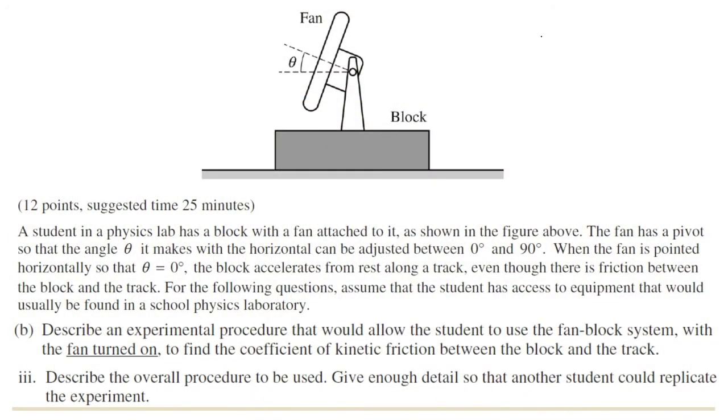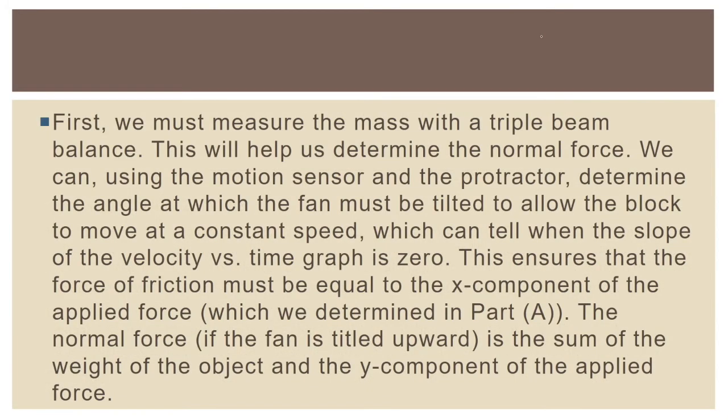So in this part here, part 3, which says describe the overall procedure to be used, this is what I wrote. I wrote first, we must measure the mass with a triple beam balance. This will help us determine the normal force. That you should have realized. We can, using the motion sensor and the protractor, determine the angle at which the fan must be tilted to allow the block to move at a constant speed, which we could tell when the slope of the velocity versus time graph is 0. This ensures that the force of friction must be equal to the x component of the applied force, which we determined in part A.